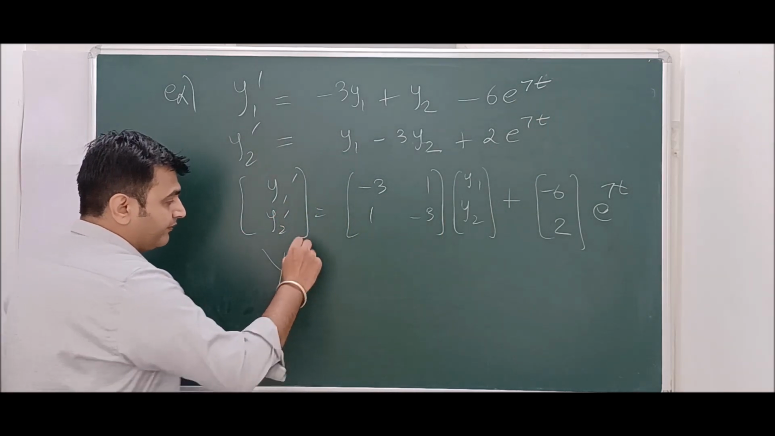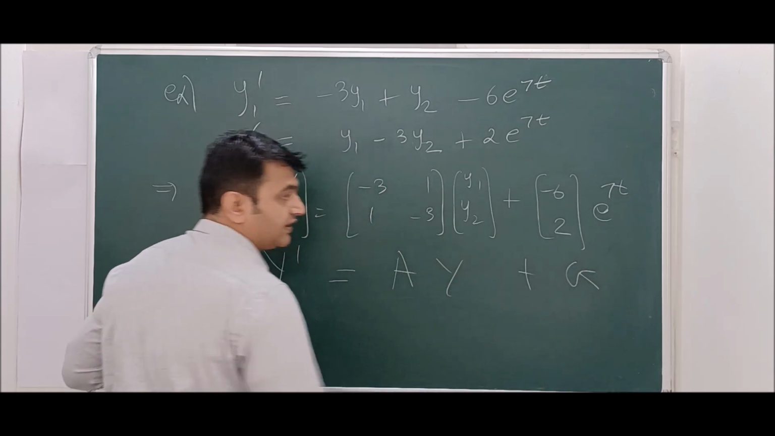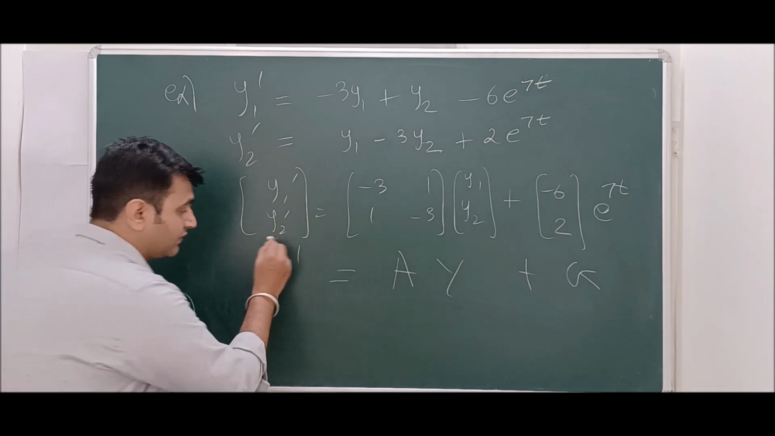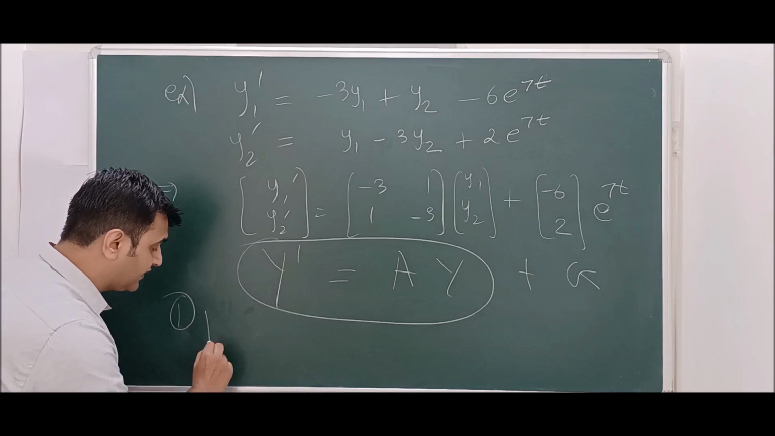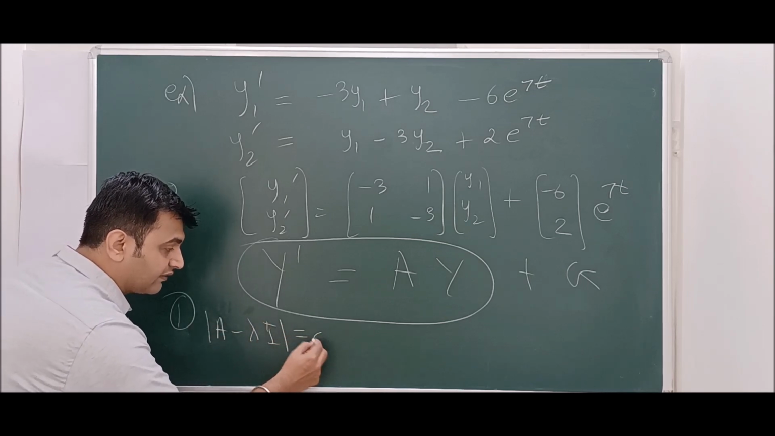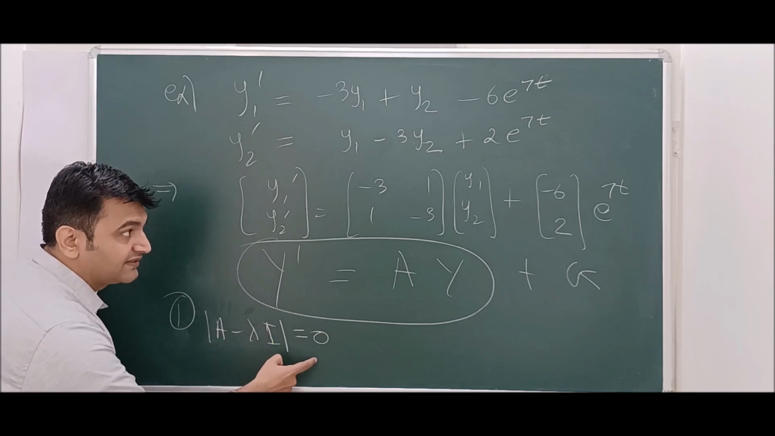So you have y prime equal to Ay plus g of t. So it's a non-homogeneous system. So first thing is you find the solution for the homogeneous part. How do you find? As we have seen earlier, the first step is you find the eigenvalues and eigenvectors. So how do you find eigenvalues? Determinant of A minus lambda I.